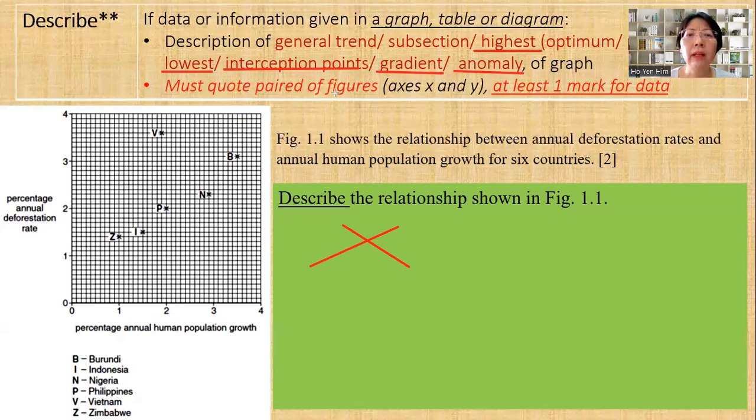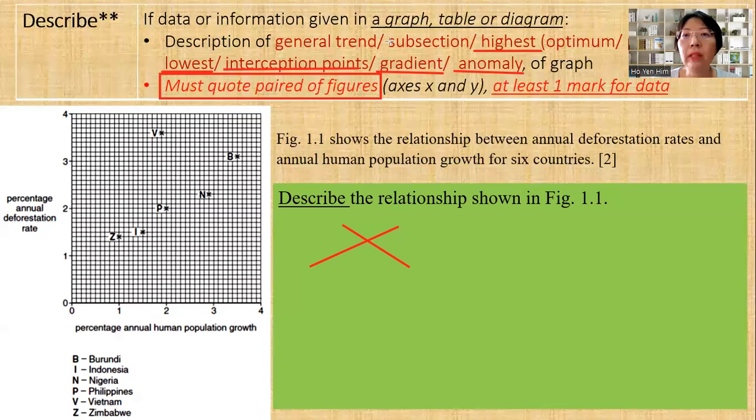Please remember that there will always be marks given for quoting a pair of figures. Sometimes if you don't quote the figures, you cannot get full marks. You definitely have to quote at least a pair of figures, sometimes a few. So every time they ask you to describe from the graph as well as from the table, whether it is quantitative or qualitative data, please quote at least one data.